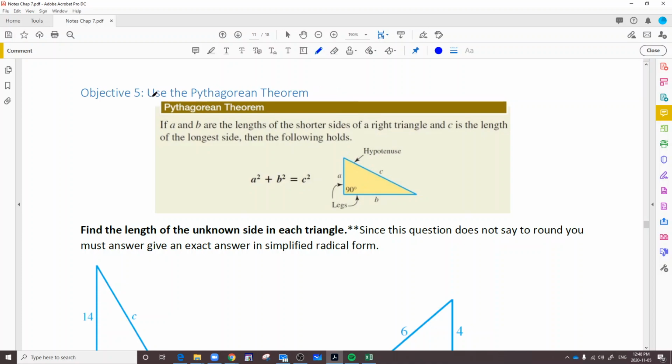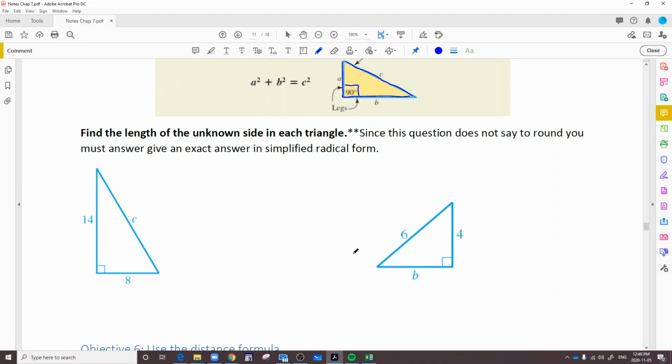This next objective is showing you how simplifying radicals can be used in a real-world example. So for example, Pythagorean theorem, this is something that you've been doing in classes for a really long time. It's that the hypotenuse squared is equal to the sum of the squares of the other two legs of a 90-degree triangle.